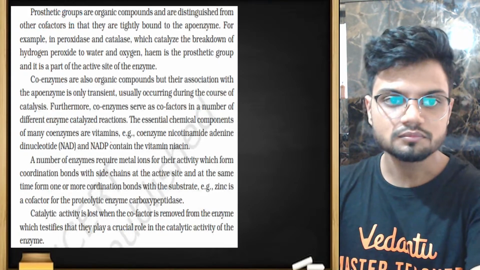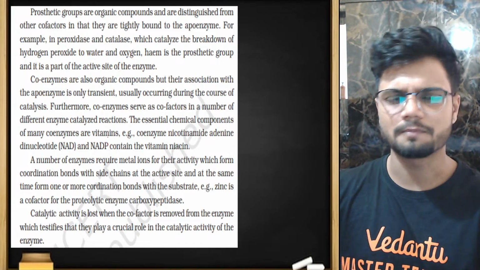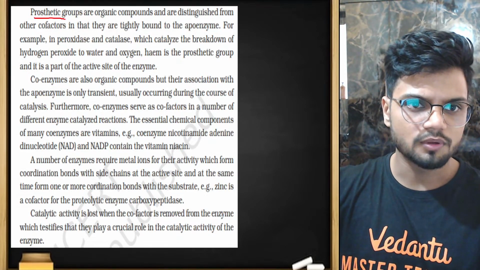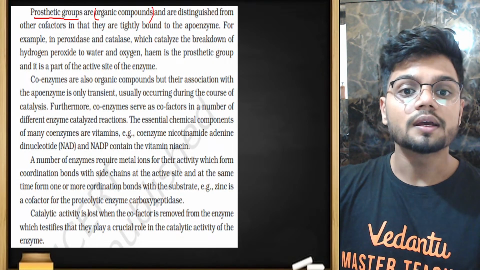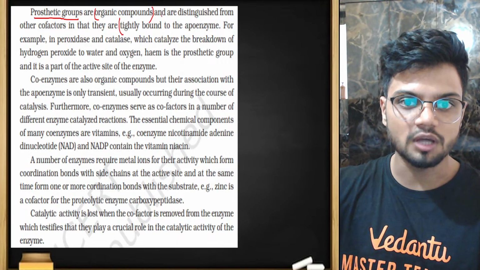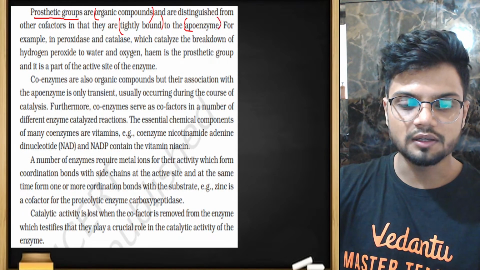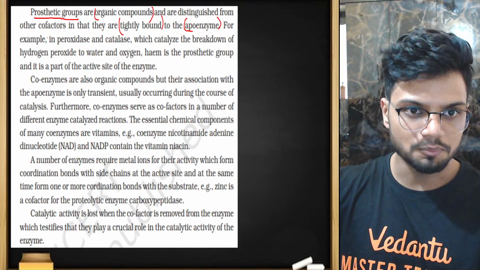Now see what is happening in prosthetic. One by one example, very important. Last part of the chapter. Prosthetic group: first of all, it is organic in nature. Point number one, organic. It is very tightly bound, not to the substrate, but tightly bound to the apoenzyme. Cofactor is bound very tightly to the apoenzyme.